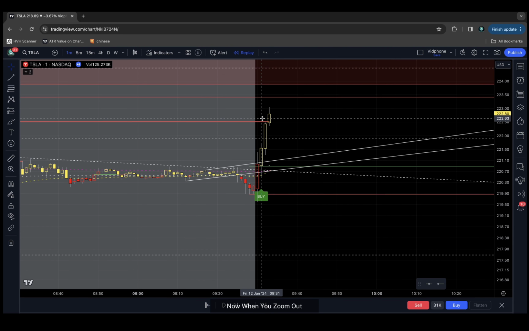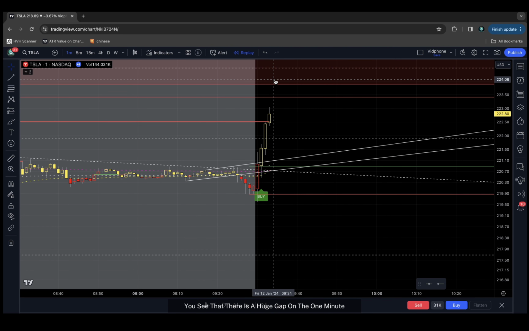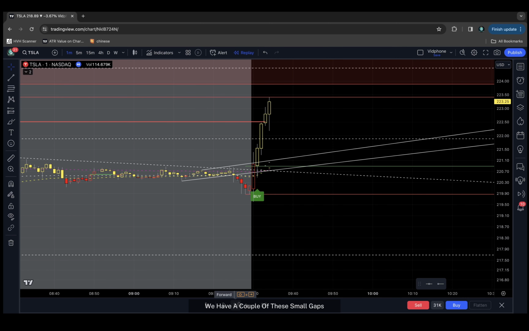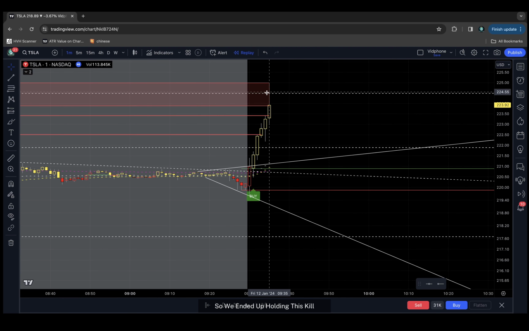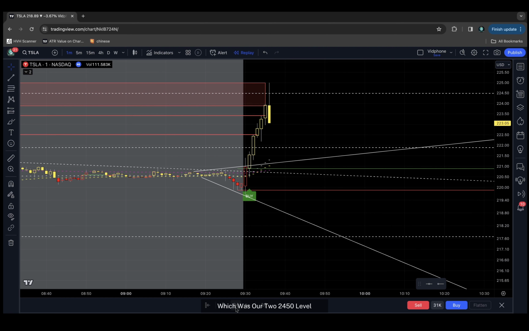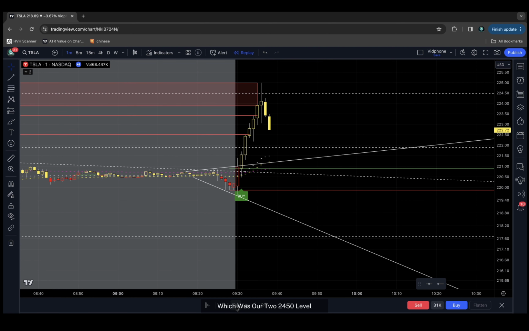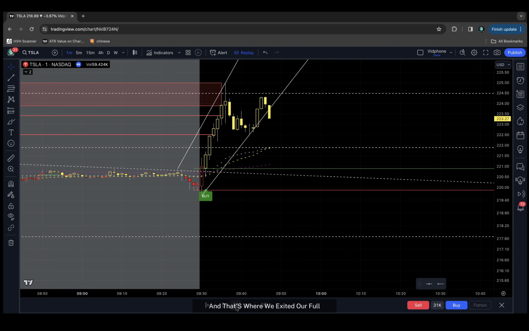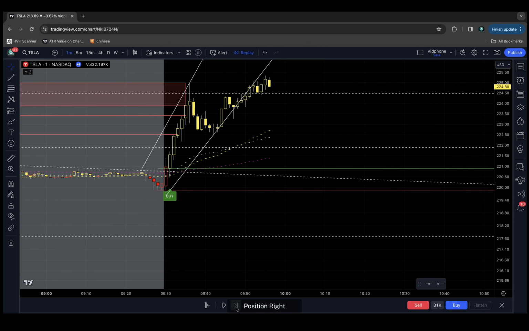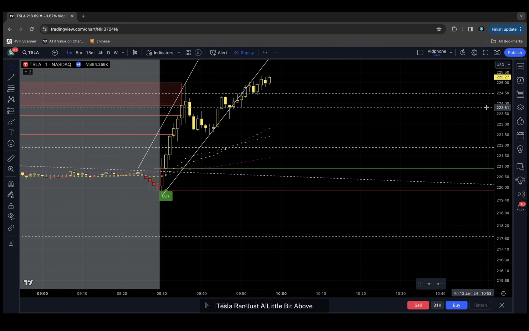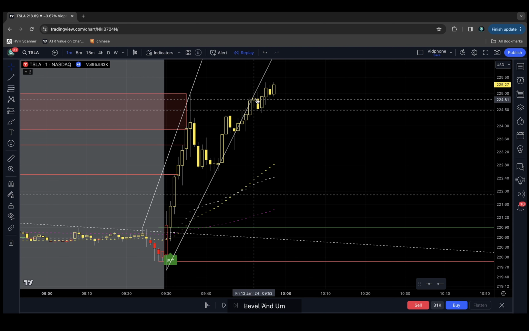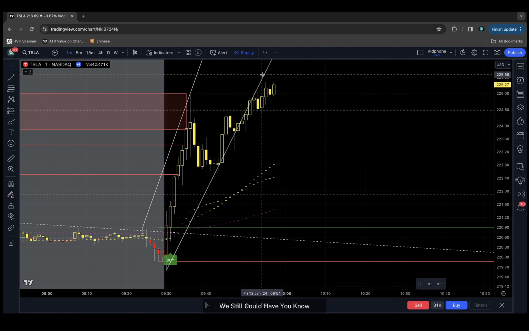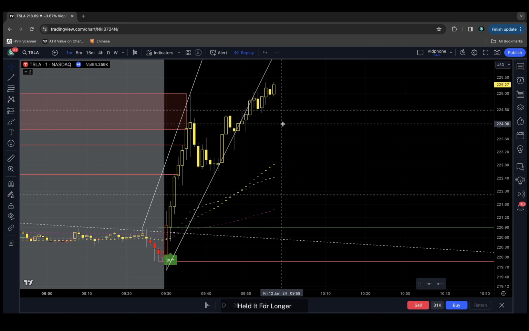Now, when you zoom out, you see that there is a huge gap on the 1-minute, and then we have a couple of these small gaps that also need to be filled. So we ended up holding this till our next resistance, which was our 224.50 level, and that's where we exited our full position, right? Very easy trade, even though Tesla ran just a little bit above that resistance level, and we still could have held it for longer.